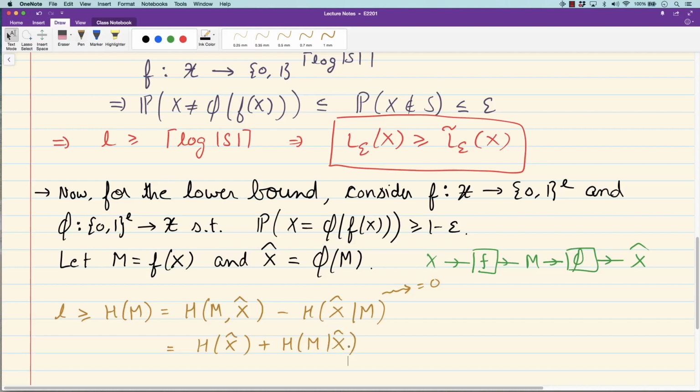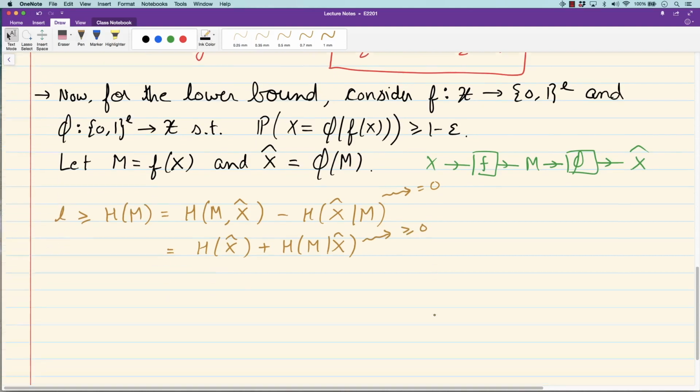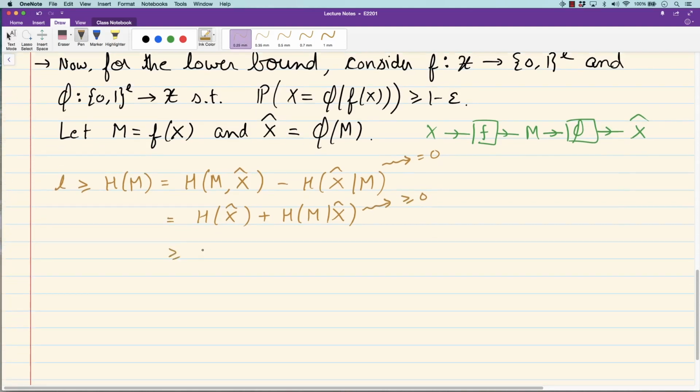Okay, and this term here is greater than or equal to 0 because entropy is non-negative. So therefore this is greater than or equal to H of X hat. This small part of the proof here is a very standard property. We note that X hat is a function of M, and then we can show by the data processing inequality that H of X hat, a function of M, must be less than H of M. Entropy only reduces when you apply a deterministic function. So this is just a deterministic function.